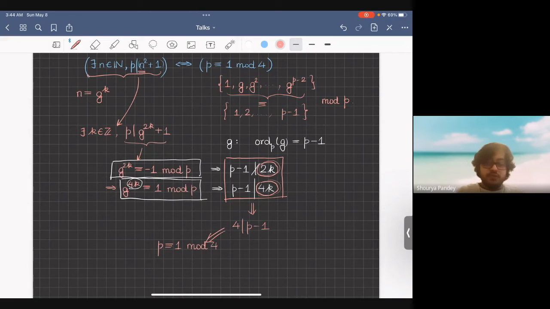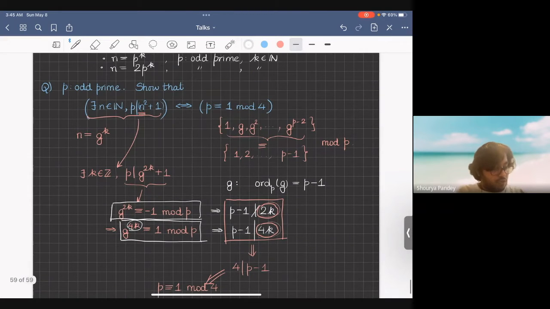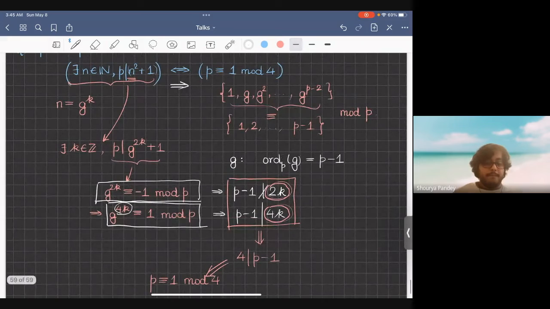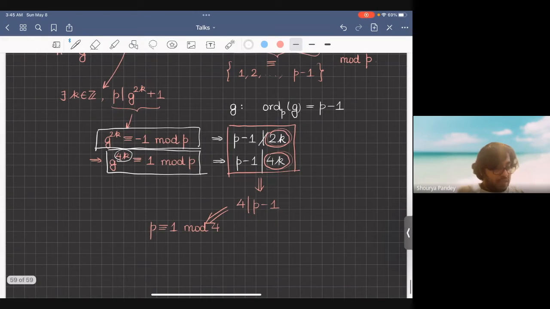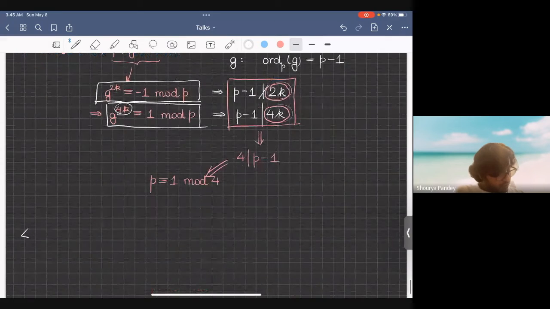What about the converse? We've shown one direction, the harder direction. What about the other side? Now I want to show that if p is 1 mod 4, so this was this side, now I want to show this side.